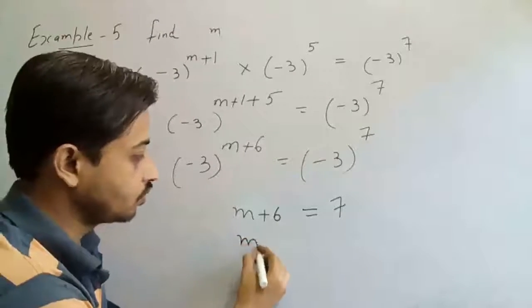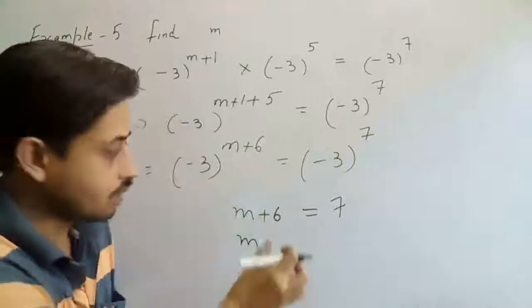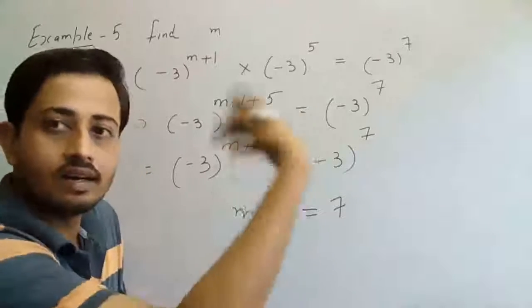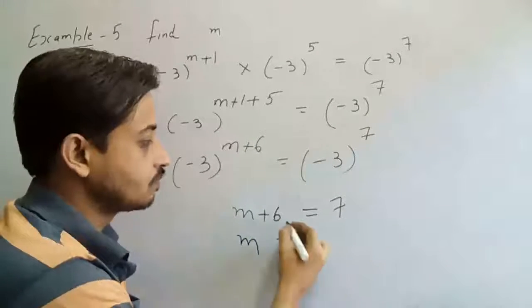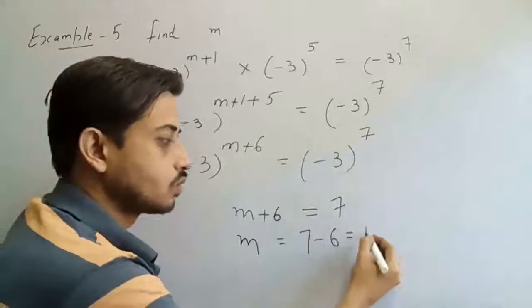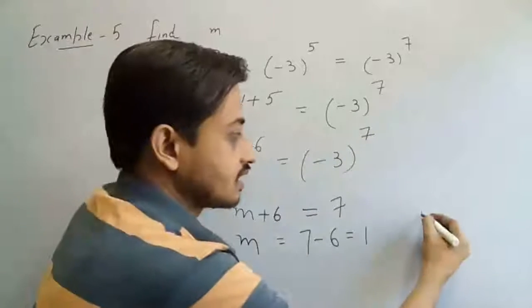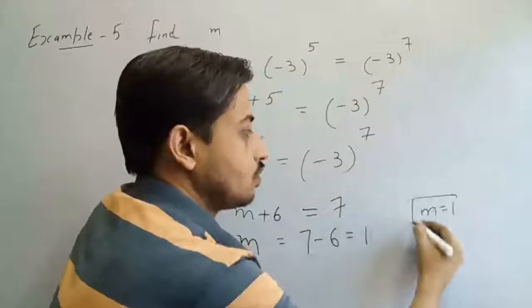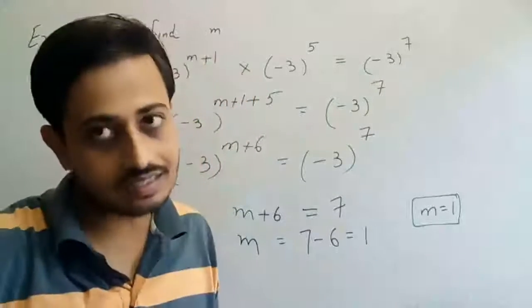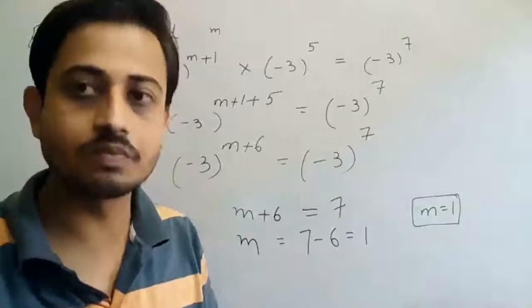So what we have to do? We have to find out m. So I am going to take this 6 on the right hand side. So this becomes 7 minus 6 which is equal to 1. So what's the answer? m is equal to 1. This is our answer. It's very simple. So please make a note.